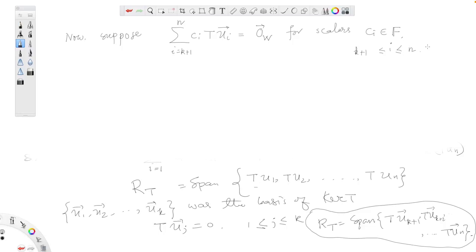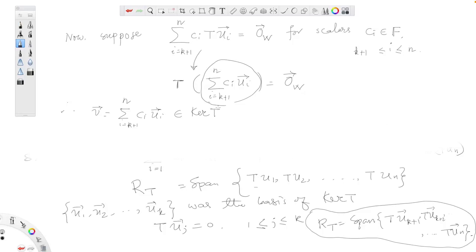Now by the linearity of the transformation T, we immediately see that it can be written down as T of this sum is equal to the zero vector of the vector space W. Hence, from the definition of the null space of a linear transformation, we see that the vector given by this linear combination is in the null space of T. Okay, good.